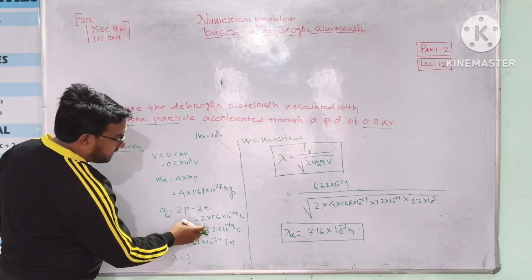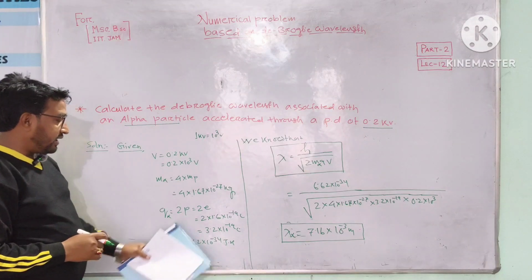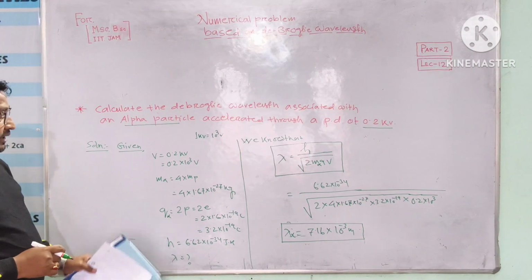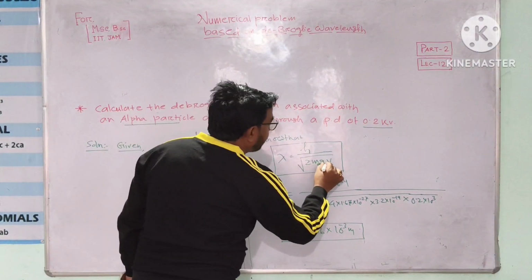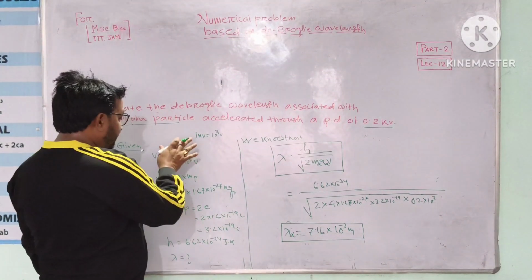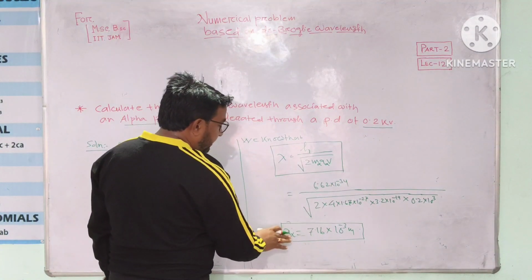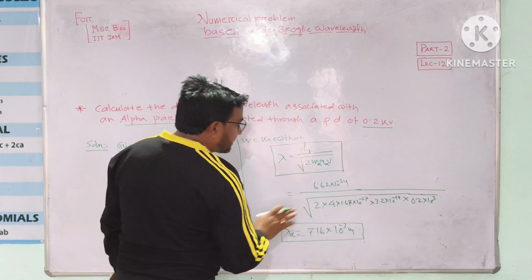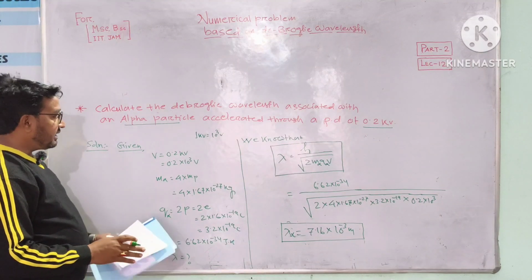After calculating, we get 3.2 into 10 to the minus 19 coulomb, and h equals 6.62 into 10 to the minus 34 joule second, and lambda equals what? We know that lambda equals h by under root of 2 m alpha Q alpha V. So when all the values are substituted in this equation, after solving this part, we will get 7.16 into 10 to the power minus 13 meter.